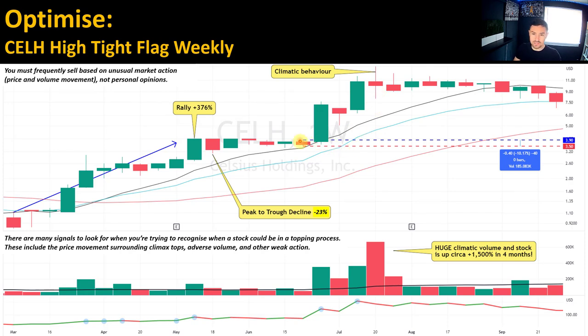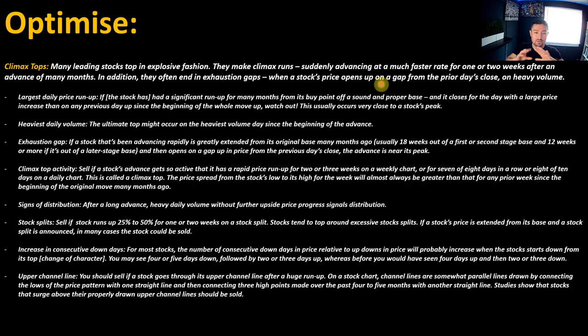This will be split adjusted, I believe, from about $4 to $11. And then you're getting this climactic behavior come through. So let me start reading to you a little bit about O'Neil's climactic rules. Then as we start going through some examples, hopefully it'll make sense.